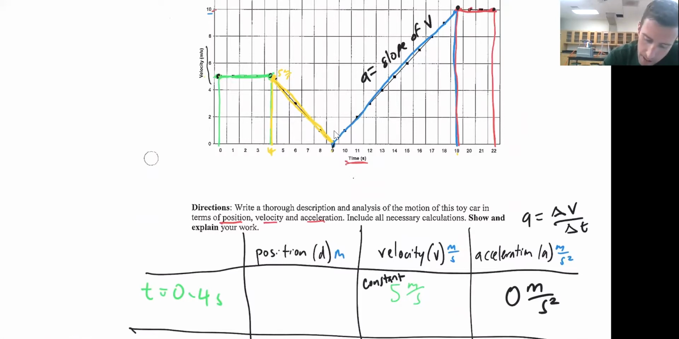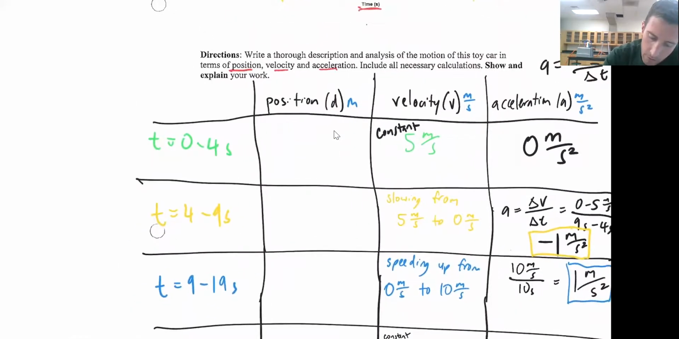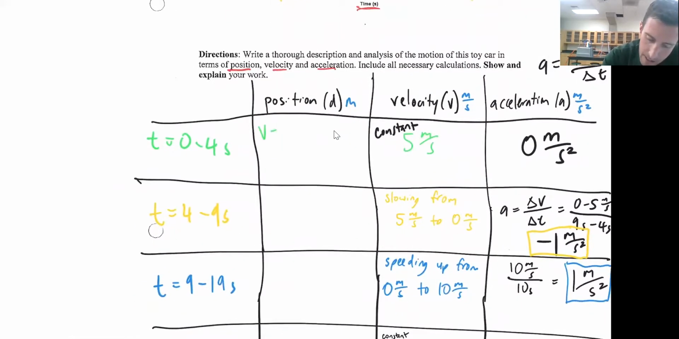So I could use my equation, right? One equation I could use is that velocity is equal to distance over time. And I'm solving for distance, that's the position. So I'd multiply time by both sides to eliminate that one. And then I get distance equals velocity times time.